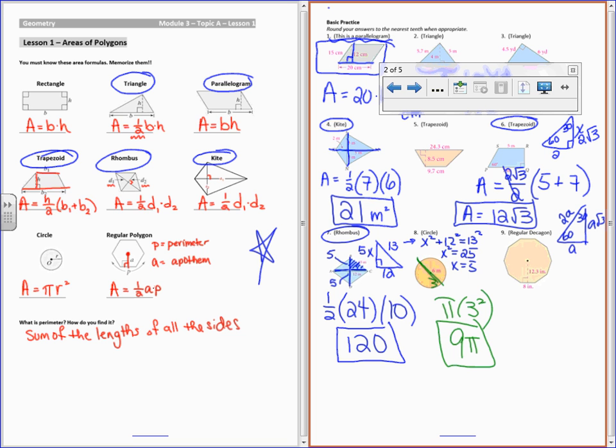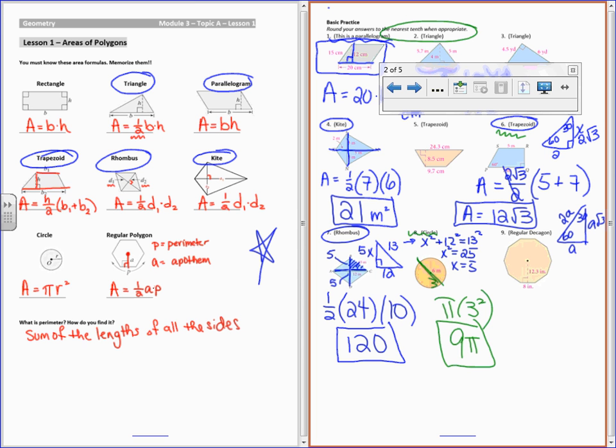Now, at the top of this page, I said nearest tenth when appropriate. I don't have a calculator on the screen right now, so we would need a calculator to do that. So for like number 6 here, when we got this decimal radical answer that could be a decimal, and number 8 here, where I could get a decimal, you should plug that into your calculator and get a decimal answer. We're just not doing it now.